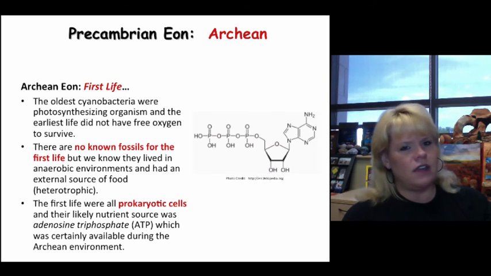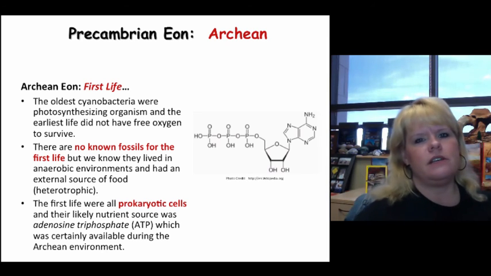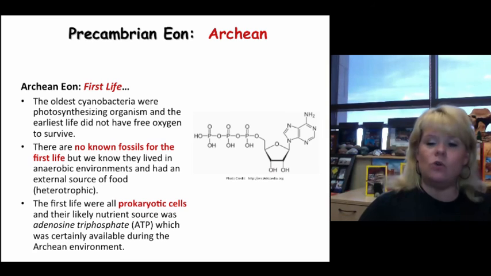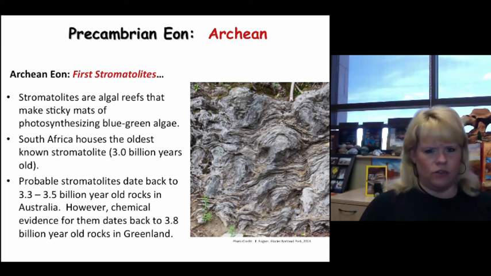Adenosine triphosphate, ATP, is thought to be the nutrient source of our first prokaryotic cells. And so this type of environment would have clearly existed in the Archean type of situation that we would have had in the ocean. Our first life that we can attribute and find in the fossil record are actually stromatolites. They're algal reefs, so they look kind of like coral reefs, but they're made out of algae mats that are sticky, alternating layers of blue-green algae and sediments that have been glued together, such as these stromatolites from Glacier National Park.